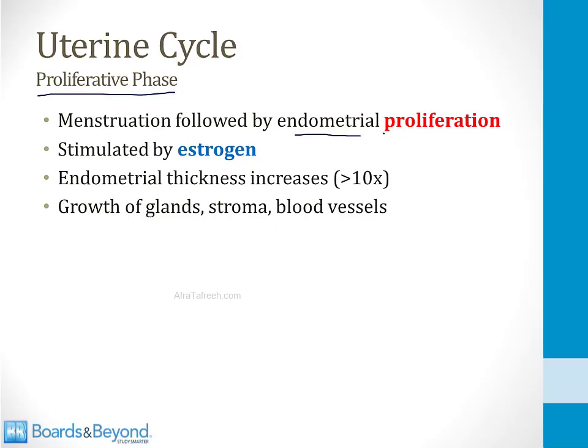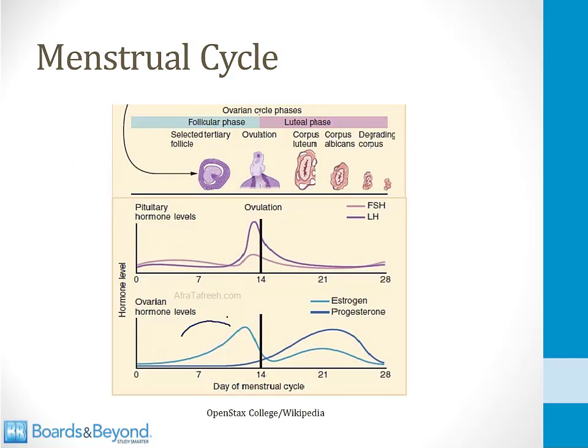Menstruation is followed by endometrial proliferation. This is stimulated by estrogen. The endometrial thickness increases. It can get more than 10 times thick over the course of the proliferative phase. There is growth of the glands, the stroma, and the blood vessels inside of the endometrium. If we go back to this slide, I told you how estrogen levels rise during the follicular phase of the menstrual cycle. That rise in estrogen levels stimulates the uterus, and that drives the proliferative phase of the uterine cycle.